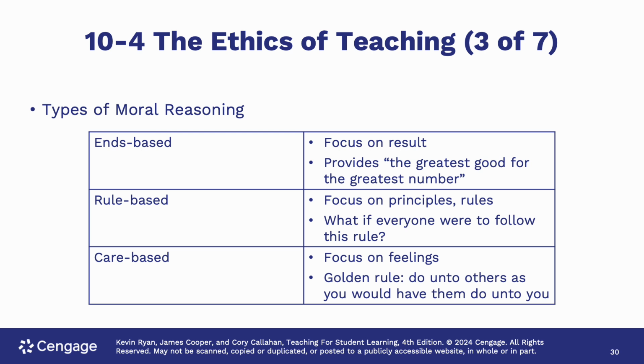Knowledge, collect as much information about the situation as you can. Reasoning, when we reason about an issue, we reflect systematically by moving step by step. Courage, ethical action often requires courage to act in what we understand to be the right way. And finally, interpersonal skills are very important in that. Some types of moral reasoning. Ends-based moral reasoning focuses on the result that provides the greatest good for the greatest number. Rule-based focuses on principles and rules. And care-based focuses on feelings and the golden rule: do unto others as you would have them do unto you.